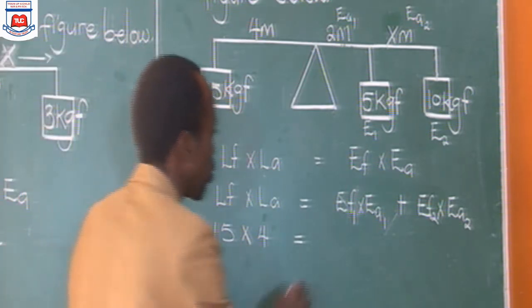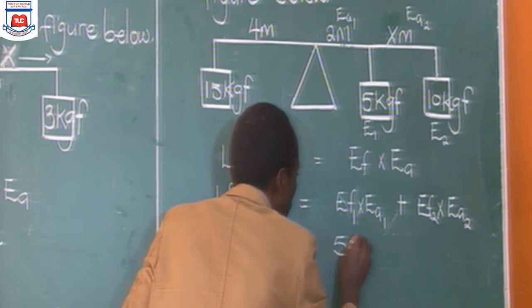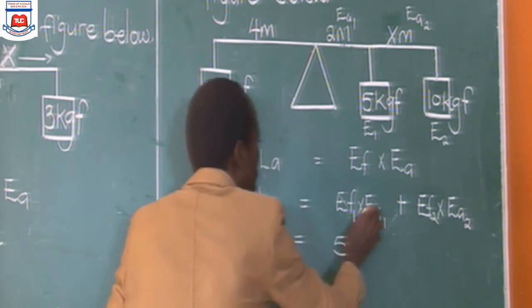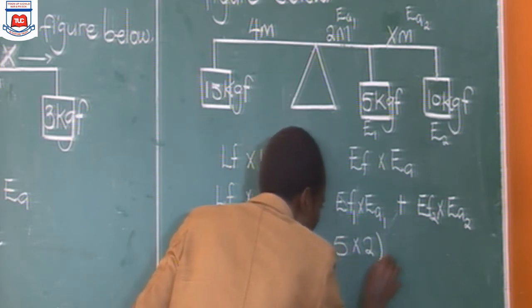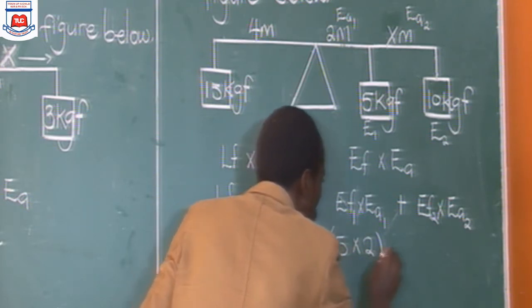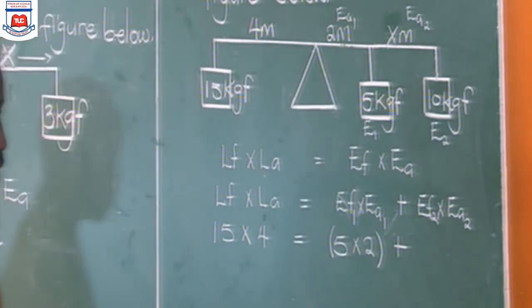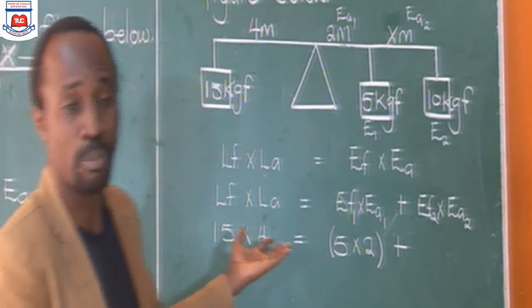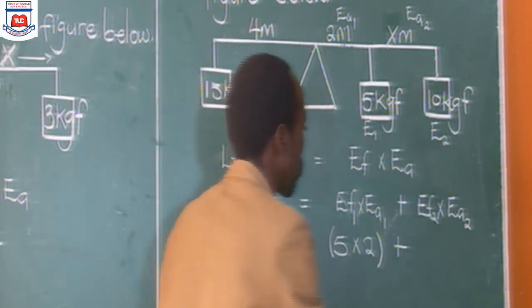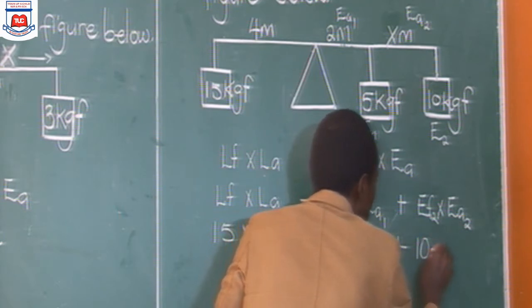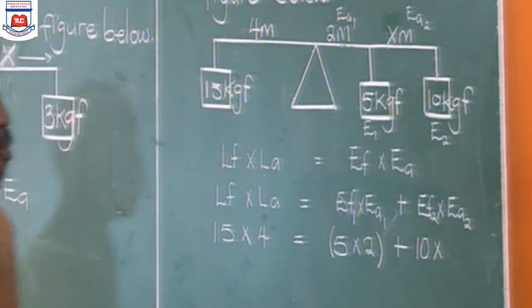So let's have effort force 1, that is 5, multiplied by the effort arm 1, that is 2. I'd love to introduce brackets here because we have 2 different operations. If you leave it like that without brackets, you can still get confused. Effort force 2 is 10 multiplied by effort arm 2.